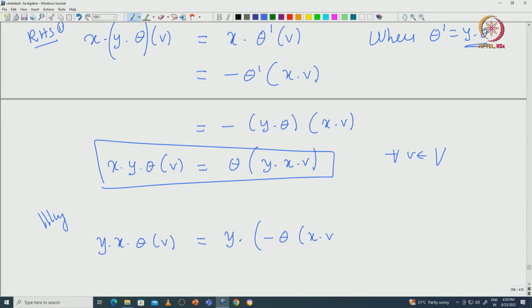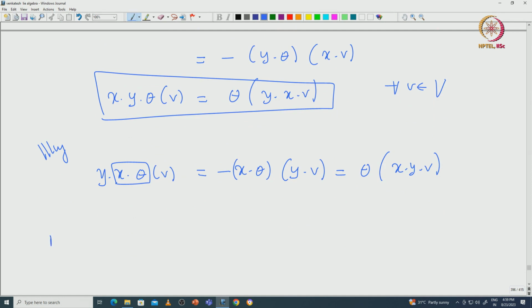Sorry, you keep x dot, yeah, this is your theta dash. So, x dot theta minus y dot v. So, then another minus will pop up, so that is going to cancel. So, theta of x dot y dot v. So, that is what you get.